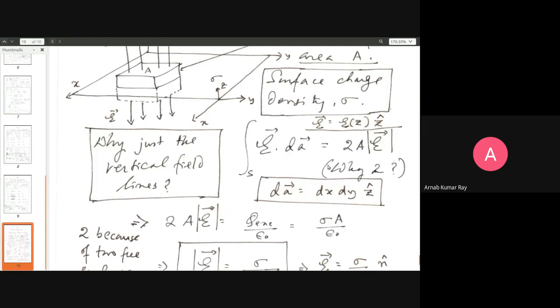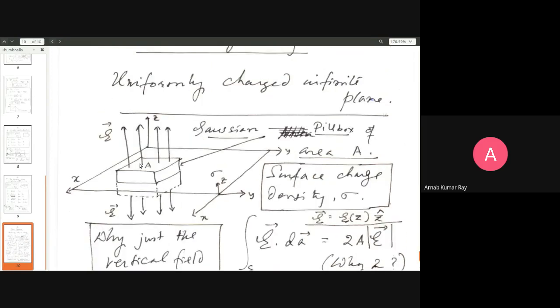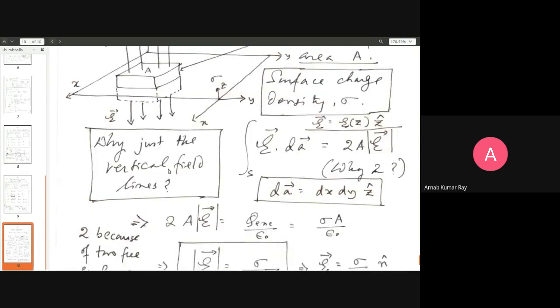But E dot dA we have just found is equal to 2 A into E. So here it's written 2 because of two free surfaces. Here's the answer: 2 into A into E is equal to charge enclosed by epsilon naught. And what is charge enclosed within this pillbox? Surface charge density is sigma. Area is capital A.